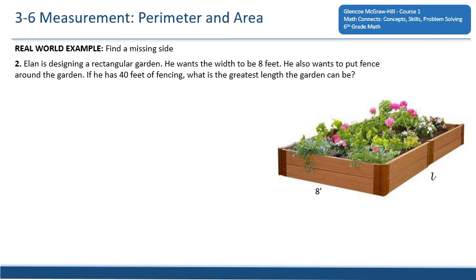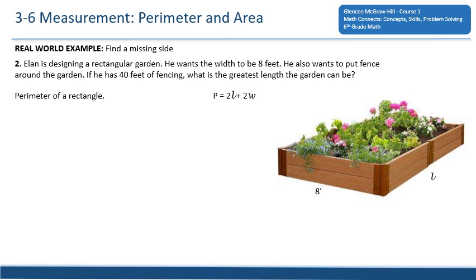Elon is designing a rectangular garden. He wants the width to be 8 feet. He also wants to put a fence around the garden. If he has 40 feet of fencing, what is the greatest length the garden can be? So we know 2 sides, right? 8 feet. They say it's one width, but the other width is the same, so we know 2 sets of 8.